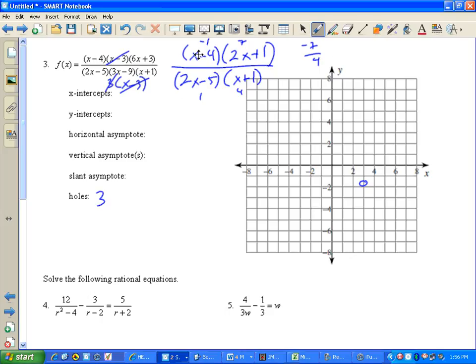All right, x-intercepts at 4 and -1/2. Y-intercept, I plug in 0 for all my x's. I'll get -4 and 1, so that's -4. And I'll get -5 times 1, so +4/5.